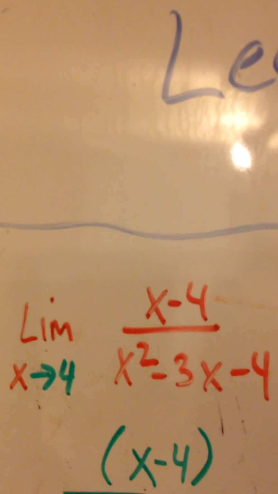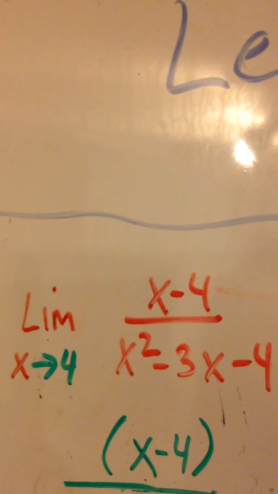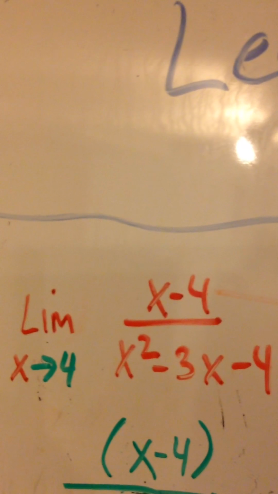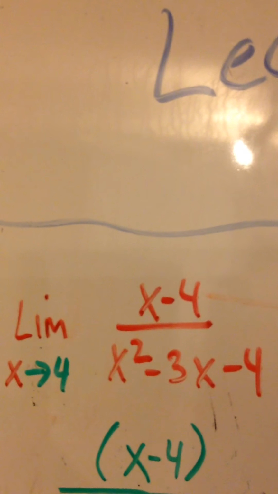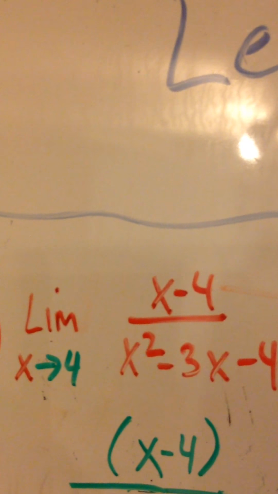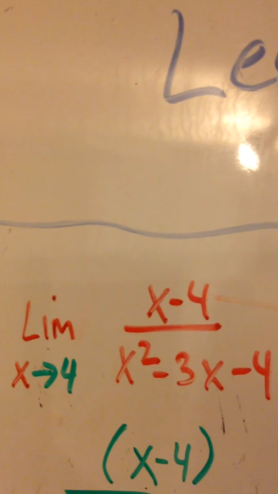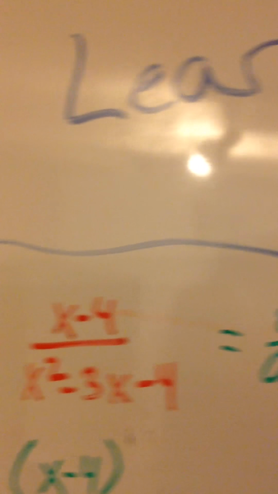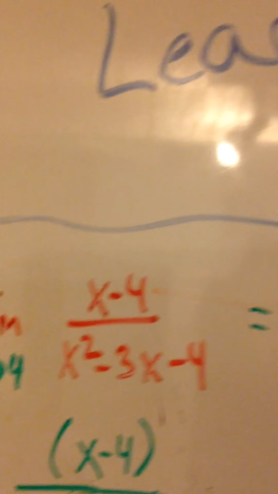Hey guys, want to talk about this upcoming homework problem. It's the limit as x goes to 4 of (x minus 4) over (x squared minus 3x minus 4). If you put the 4 on top and the 4 on the bottom and simplify it, you're going to get 0 over 0, which means we have a problem.